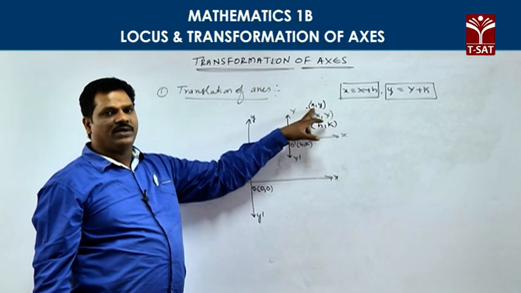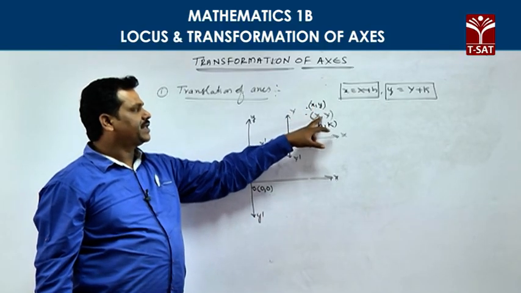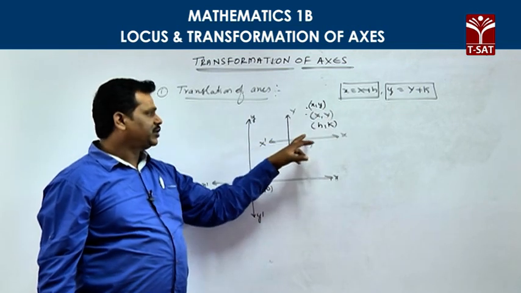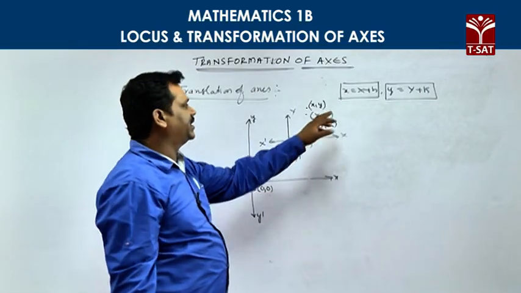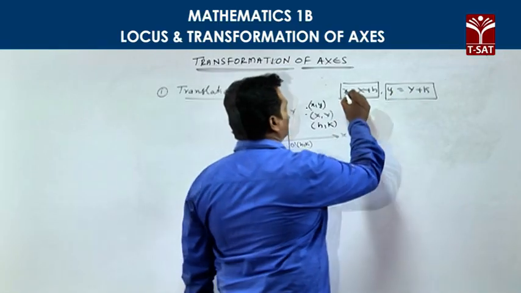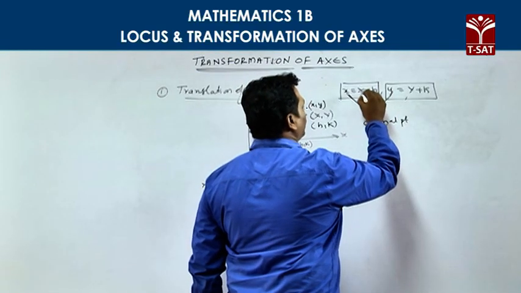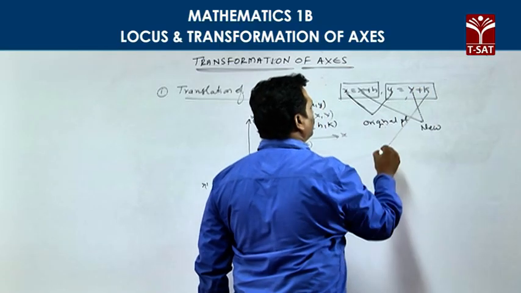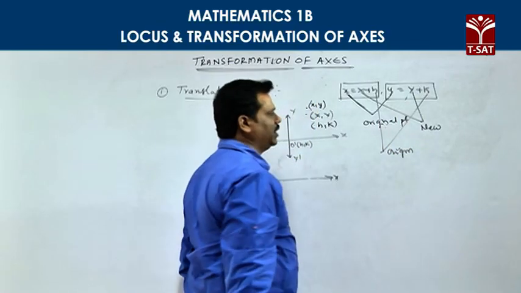Let small x, small y be with reference to the original axis. This is the original point. Capital X, capital Y are with reference to the new axis, so it is the new point. The shifted origin is (h, k). Then the relation between original axis and new axis is small x equals capital X plus h, small y equals capital Y plus k. Small x and small y are the original point, capital X and capital Y are the new point, and (h, k) is the shifted new origin. Okay?